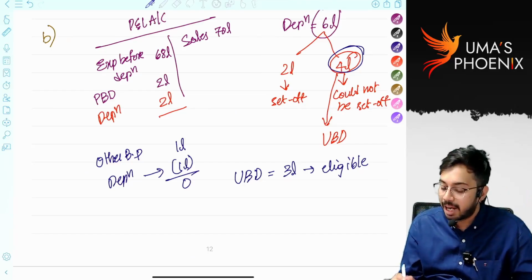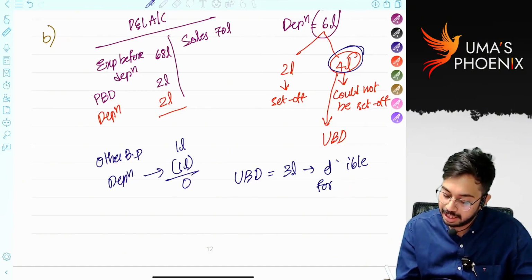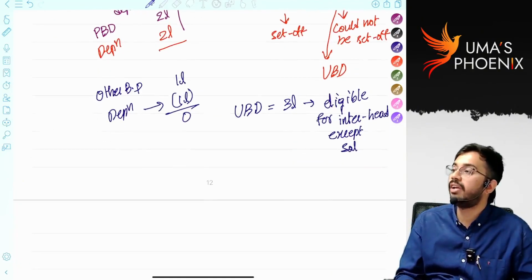Is it clear? Balance unabsorbed depreciation is eligible for inter-head set off except salary. Is it clear? Inter-head, except salary. Now immediately Kaushik will get a doubt.